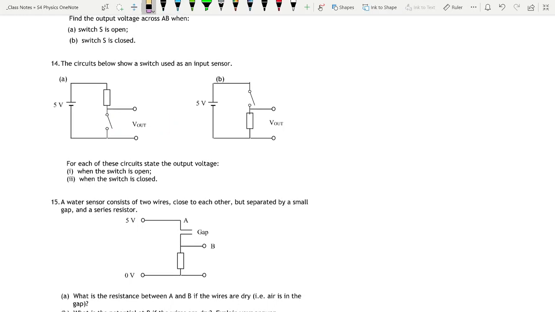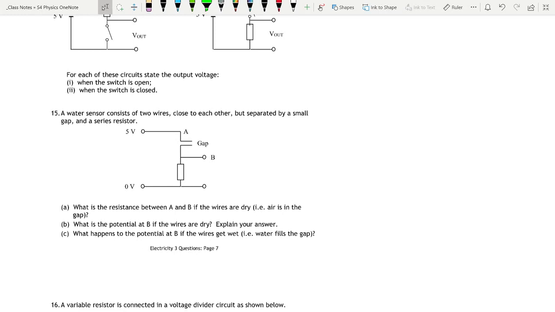So question 15 is a similar kind of thing. Instead of a switch, we've just got a gap in the circuit. Remember, a switch is just a gap in the circuit. It says, part A, what is the resistance between A and B if the wires are dry? All it's meaning is it's a really, really big resistance, or you could say huge resistance, because if it's dry, it's just a gap in the circuit.